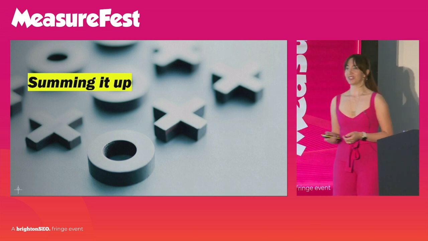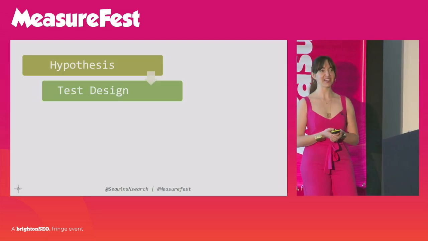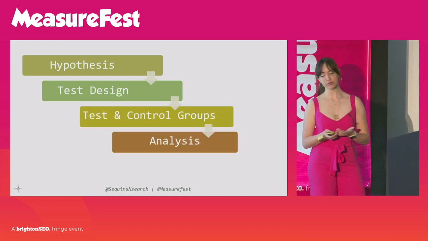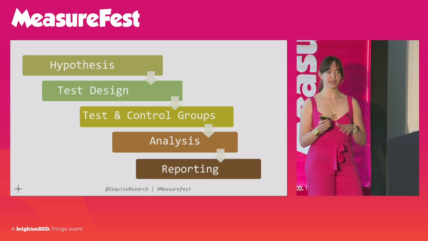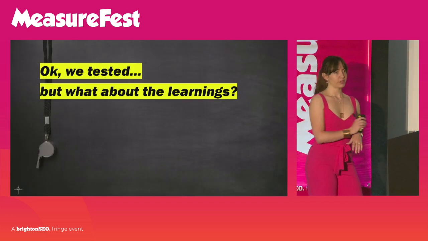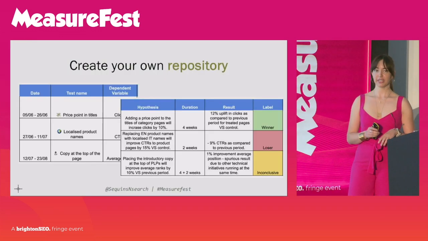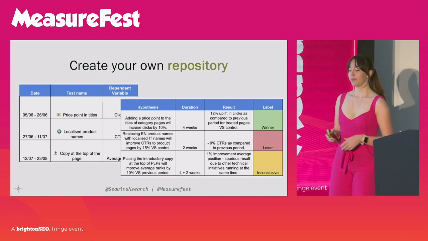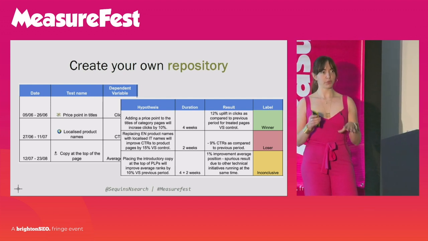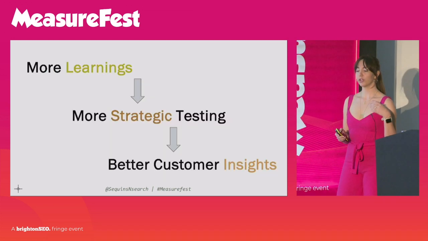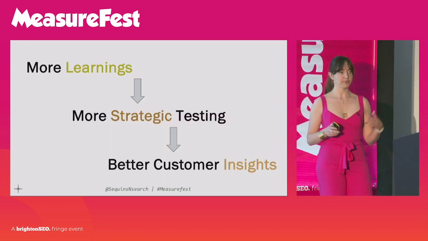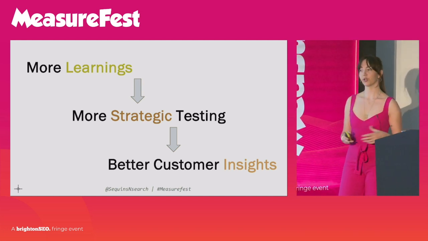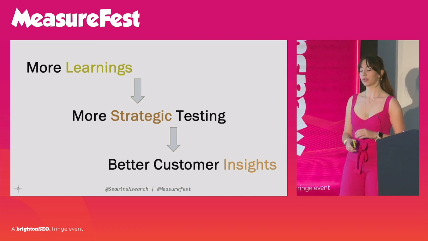So we've almost gotten to the end. We've seen how to formulate a hypothesis, how to select a test design, how to select test and control groups, how to do an analysis, and how to do reporting. But what do we do about the learnings now? Create your repository. This is going to be invaluable because it's not only a statement of your work, but it also helps you, when you put them together, strategize better, because the more learnings you get, the more you can get to know your customers, and the more information they'll give you, the better the experience you can provide for them.